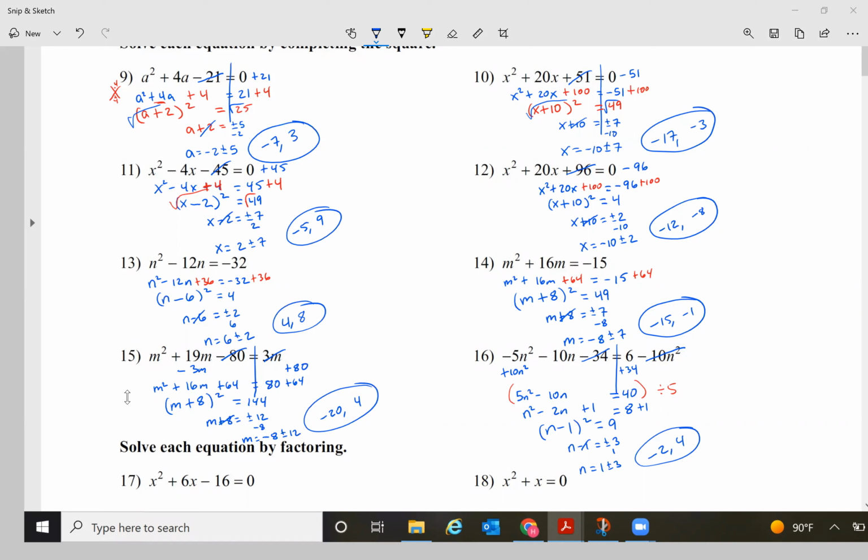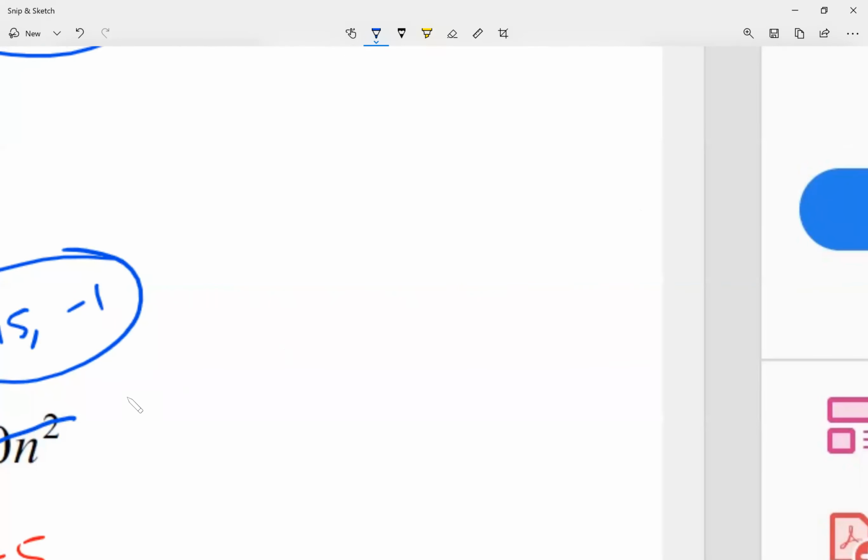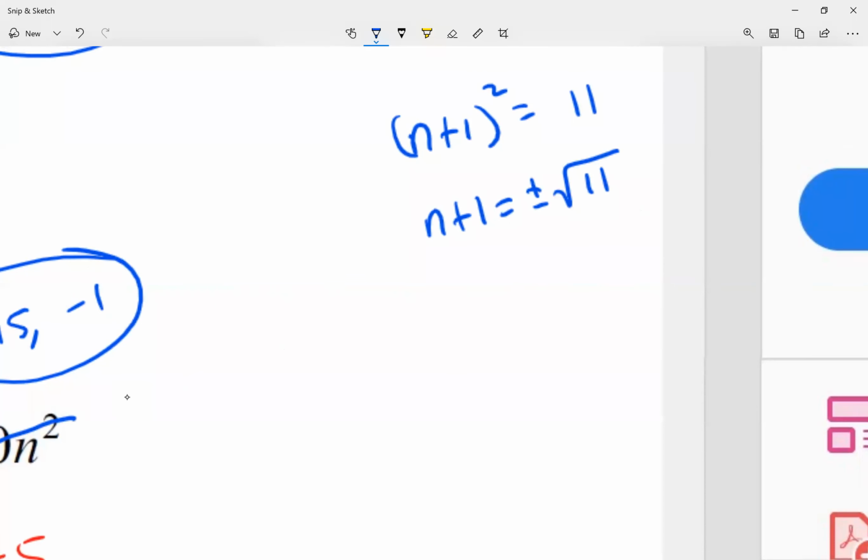What I mean with that, like how you guys are going to run into this in your homework. Let's say I have something like n plus 1 all squared is equal to 11. Let's say I have that. So I'm going to say n plus 1 is equal to the positive or the negative square root of 11.